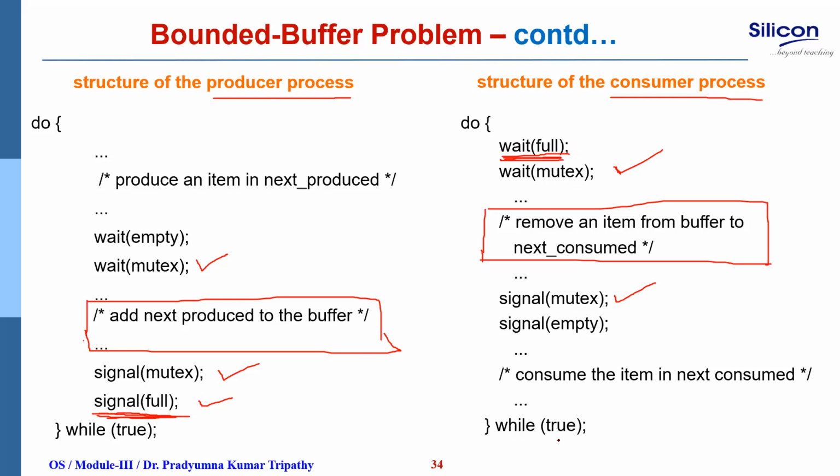After the consumer consumes, it will do signal empty. Signal means empty is incremented over here. Signal empty, right? And wait empty. Why is it wait empty? Because if all are full, the producer cannot produce more items, right? So whenever a consumer consumes, it gives a signal so that the producer can produce another item. Is it understood? Yes.